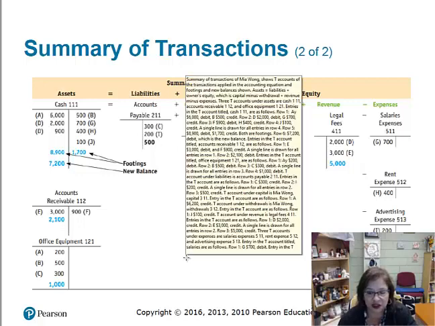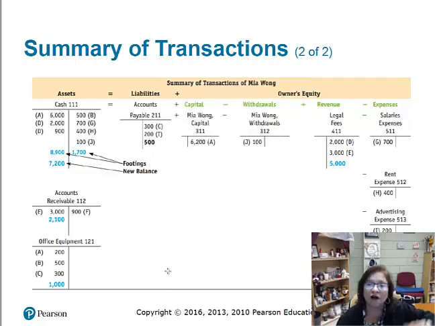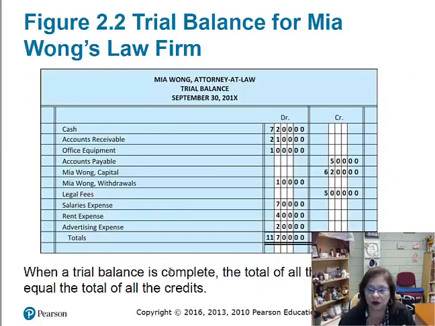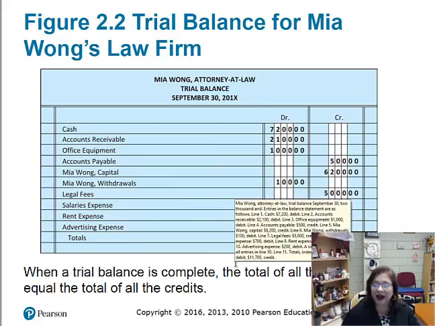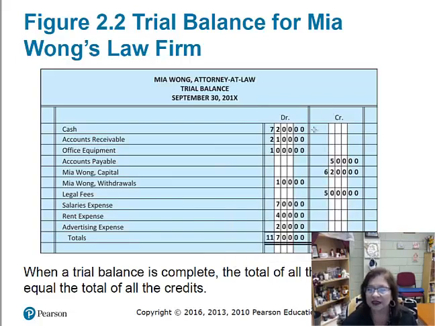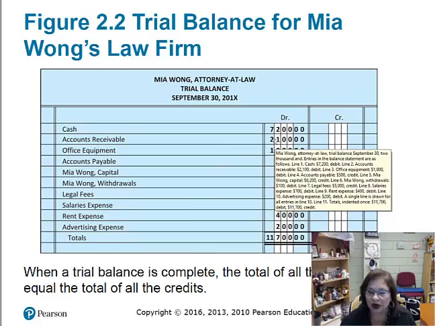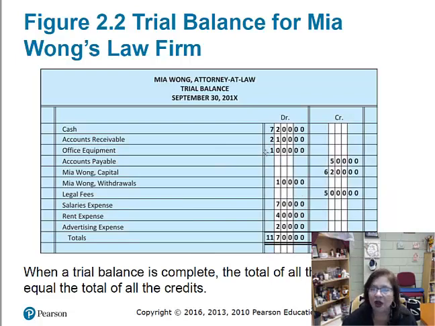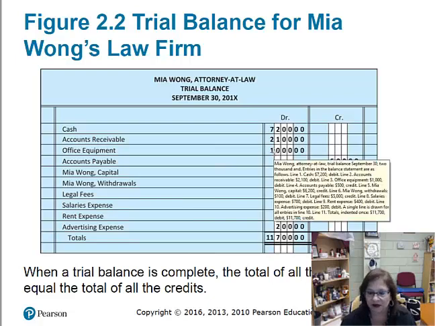This is not the trial balance sheet. Okay, and this is based off what we've done before with Mia Wong. All right, so this is the trial balance. Notice what it has. So this is the balance after everything is done. She has $7,200 in her cash. She has $2,100 in her accounts receivable, money owed to her. Office equipment, she has $1,000 worth of office equipment.